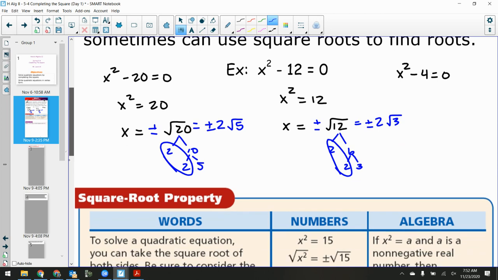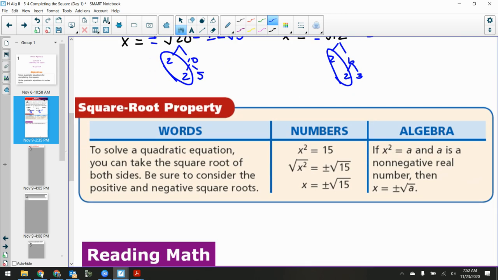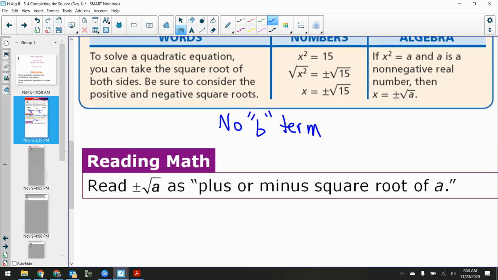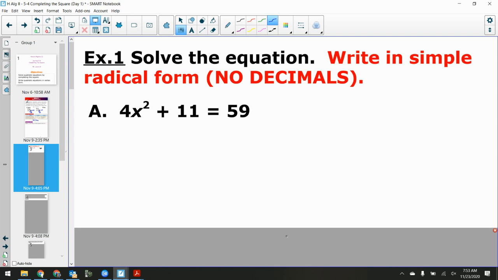Okay, so this says that to solve a quadratic equation, you can take the square root of both sides. Be sure to consider both positive and negative square roots. Again, this is if there's no b term. We can only do this when there is no b term, when there is no x squared plus 3x. That plus 3x, so just the x term, the b term. Okay, let's take a look here.